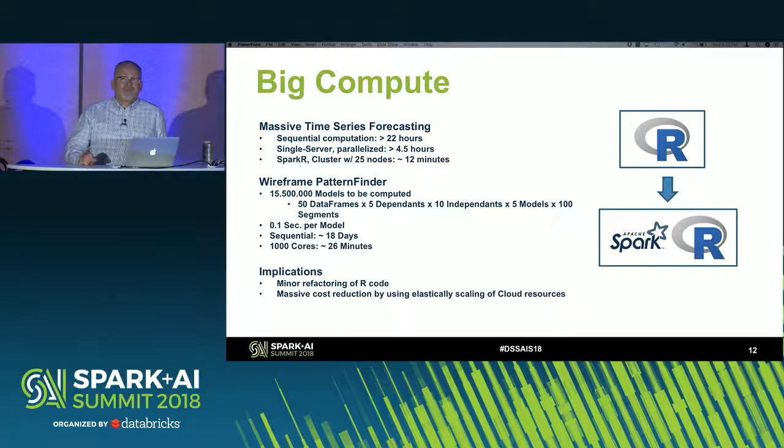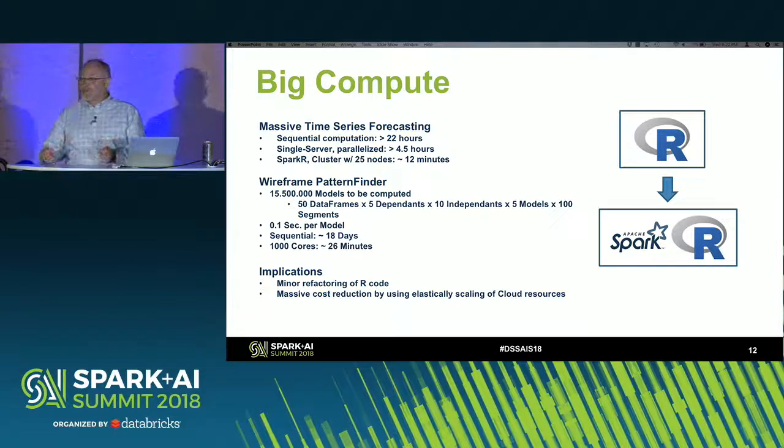If you then multiply that, you'll end up with around 18 days if you run this sequentially on one single server. And if you run it in Spark with the help of UDFs I just described, with 1,000 cores, you should end up with something like 25-30 minutes roughly.